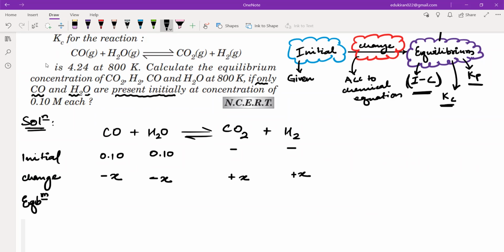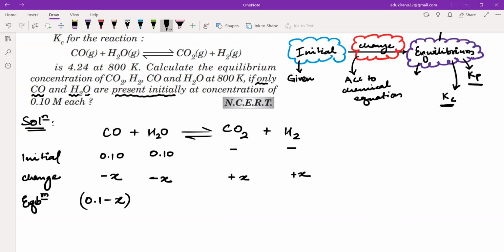Initial minus change, say it, initial is there, change is there, tell me, initial minus change. Not initial minus change, it will be initial and change here. You just have to add them rather. Initial minus change is not proper, I would say. Tell me, at equilibrium 0.1 minus X, right?